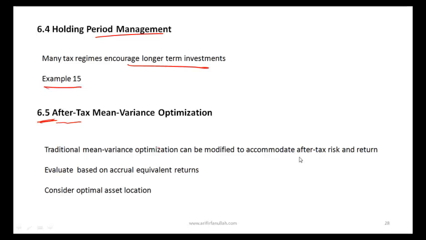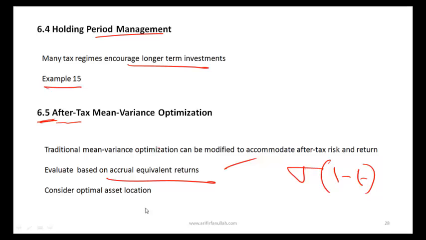What is the appropriate tax rate to use? We should look at the accrual equivalent returns. Do you remember what these are? These are our returns after taking into account taxes. So those are the returns we should use. What are the risk factors or the sigmas that we should use? It should be the sigma times 1 minus t. All our calculations should be after tax.